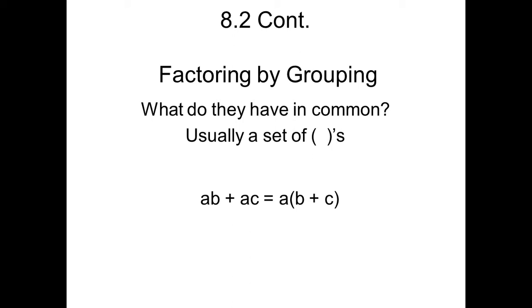But if you wanted to check it, you could always say A times B. That gives you AB. And then A times C, that also gives you AC.